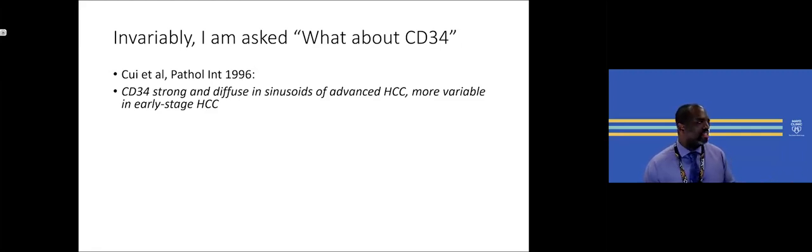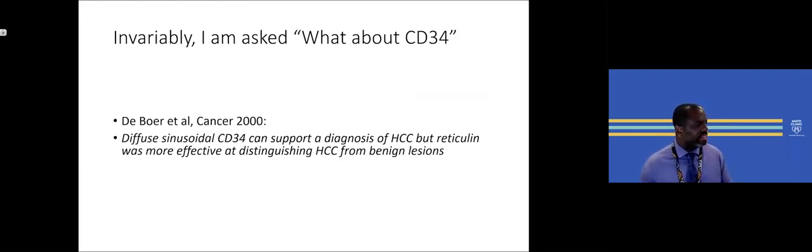Some older literature on CD34, you can see here from 1996, shows that it's strong and diffuse in the sinusoids of advanced HCC, but is more variable in early stage HCC, which is where I think it would be much more helpful. There are data, again around that time, about 20 years ago, showing that diffuse sinusoidal CD34 can support a diagnosis of HCC, but even in this study, reticulin stain was much more effective at distinguishing HCC from benign lesions, and that is our practice here in Rochester.